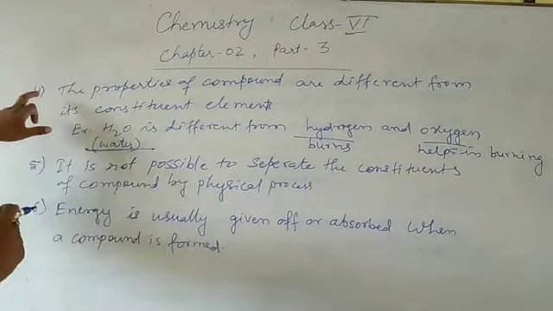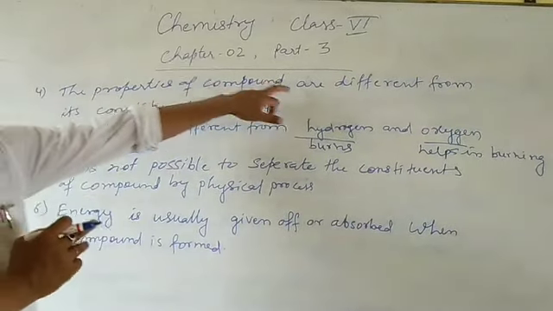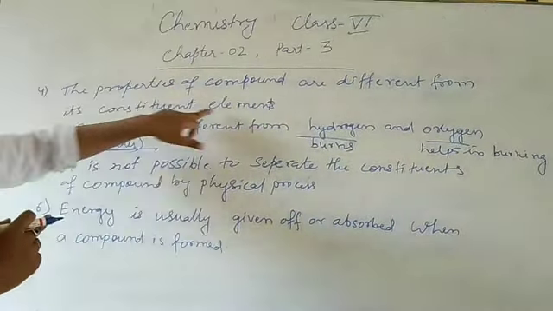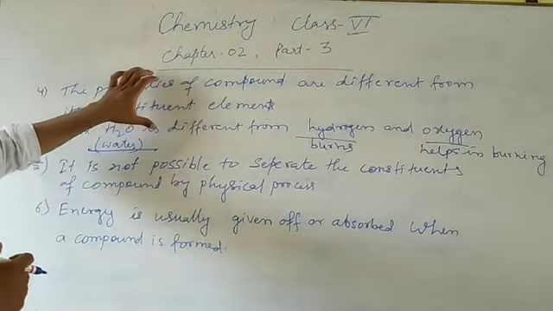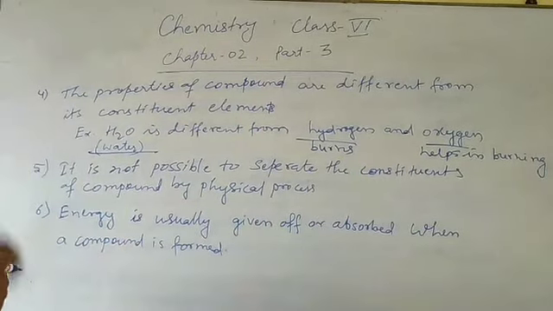This is what the characteristic is saying. The properties of a compound are different from its constituent elements. Constituent means the elements by which it has been formed. Okay, you understood here? Now see the next characteristic.